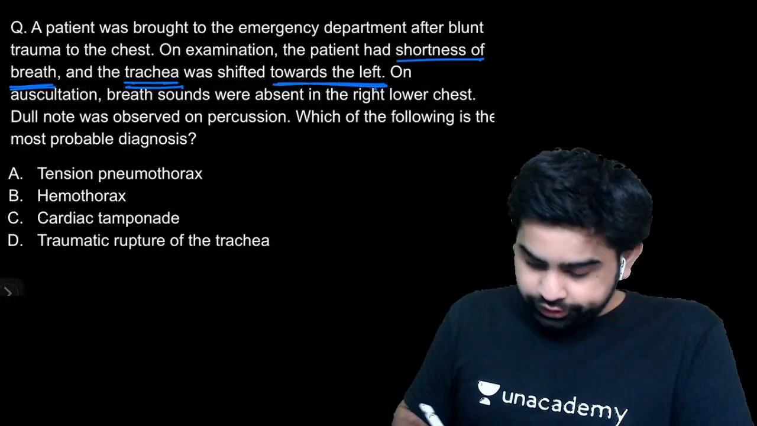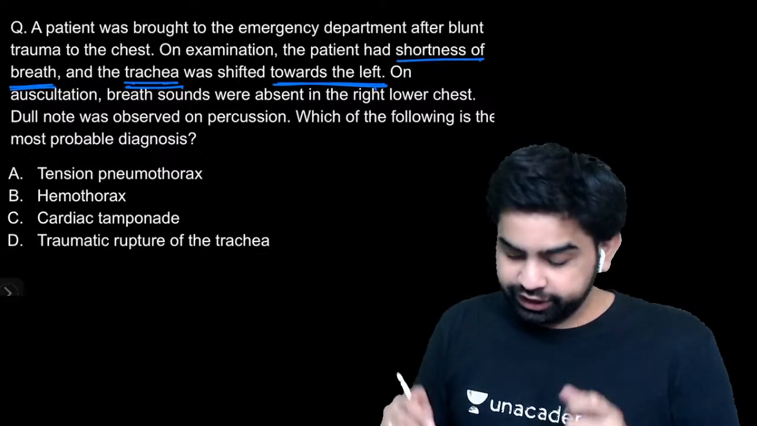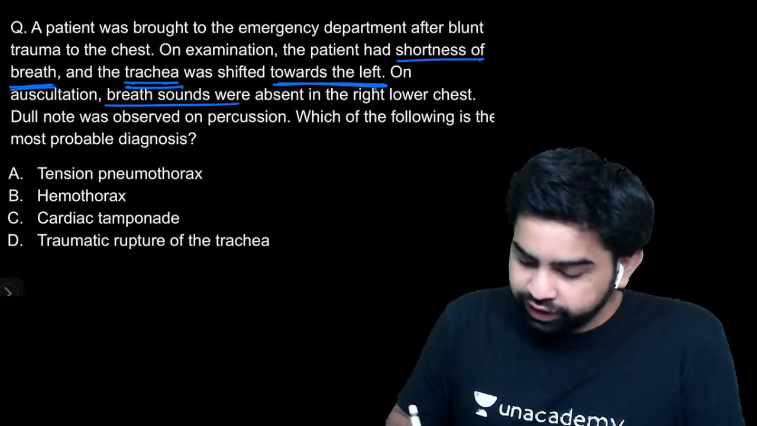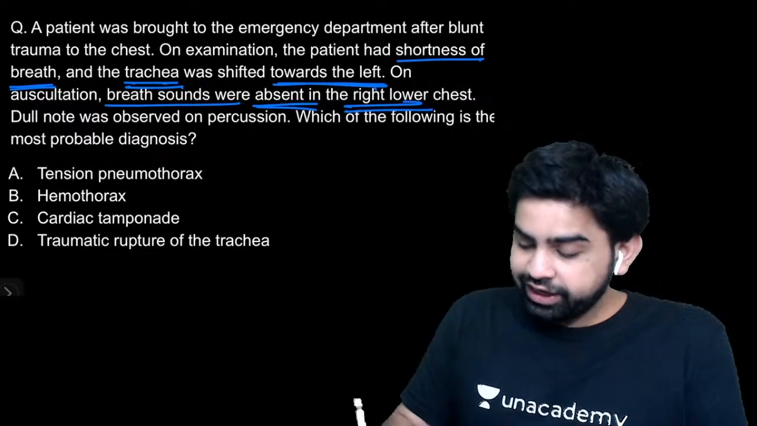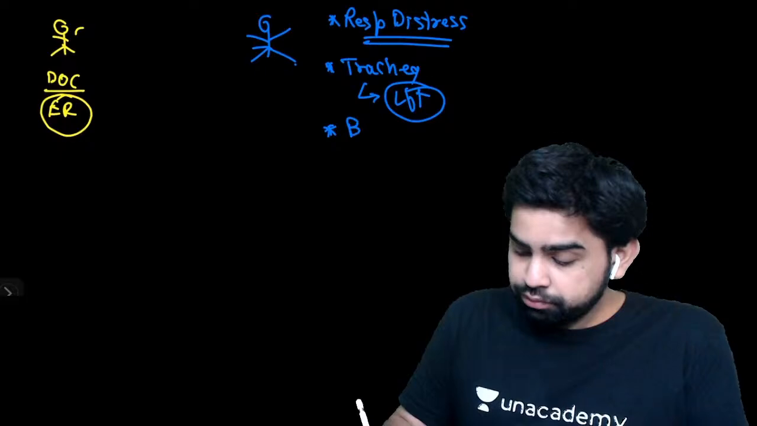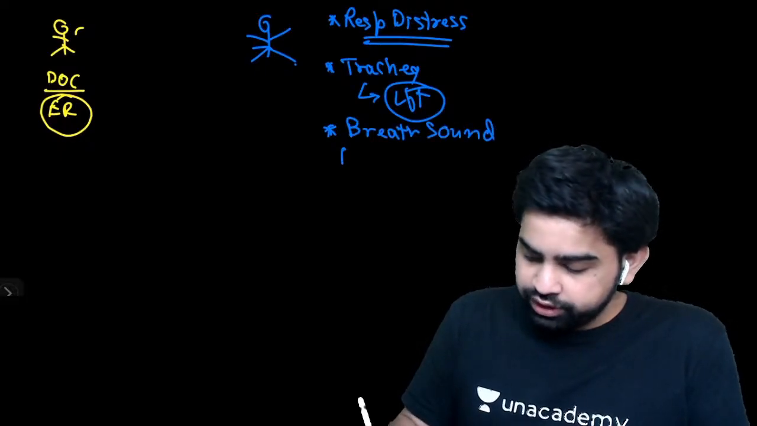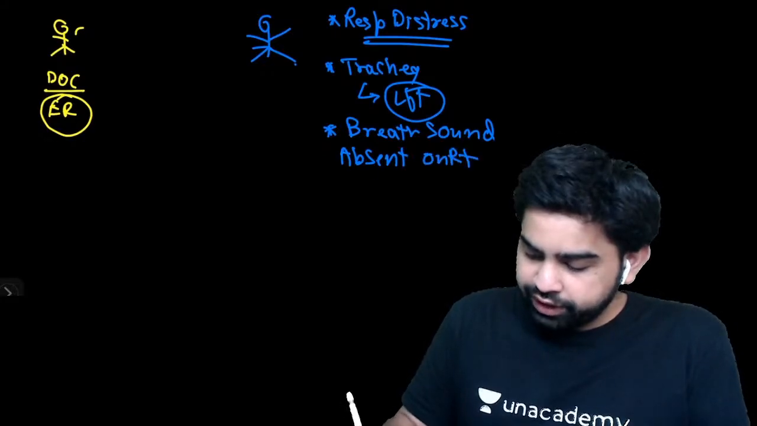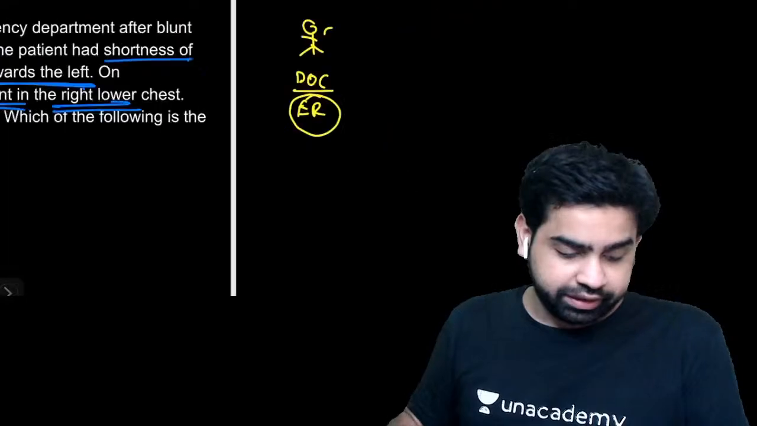What else? You took a stethoscope because you're a doctor, and you try to auscultate this particular patient. On auscultation, what did you find? That the breath sounds are absent on the right lower chest. So the breath sound is absent on the right side.